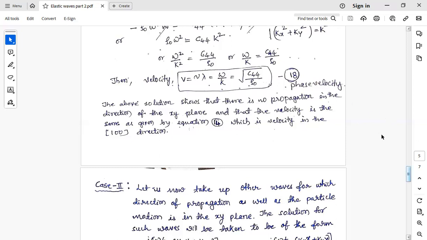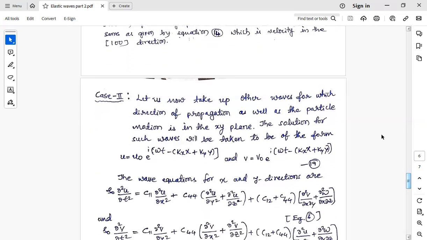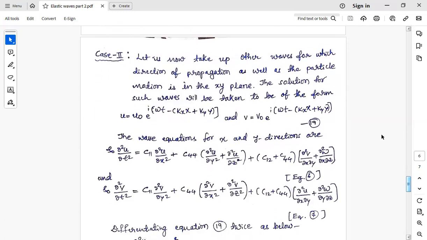So this is for transverse waves. Now I will consider case 2 for the longitudinal wave. So let us take up the other waves for which the direction of propagation as well as the particle motion is in the xy plane. So the direction of propagation as well as the particle vibration, when both are in the same direction, is generally called a longitudinal wave.